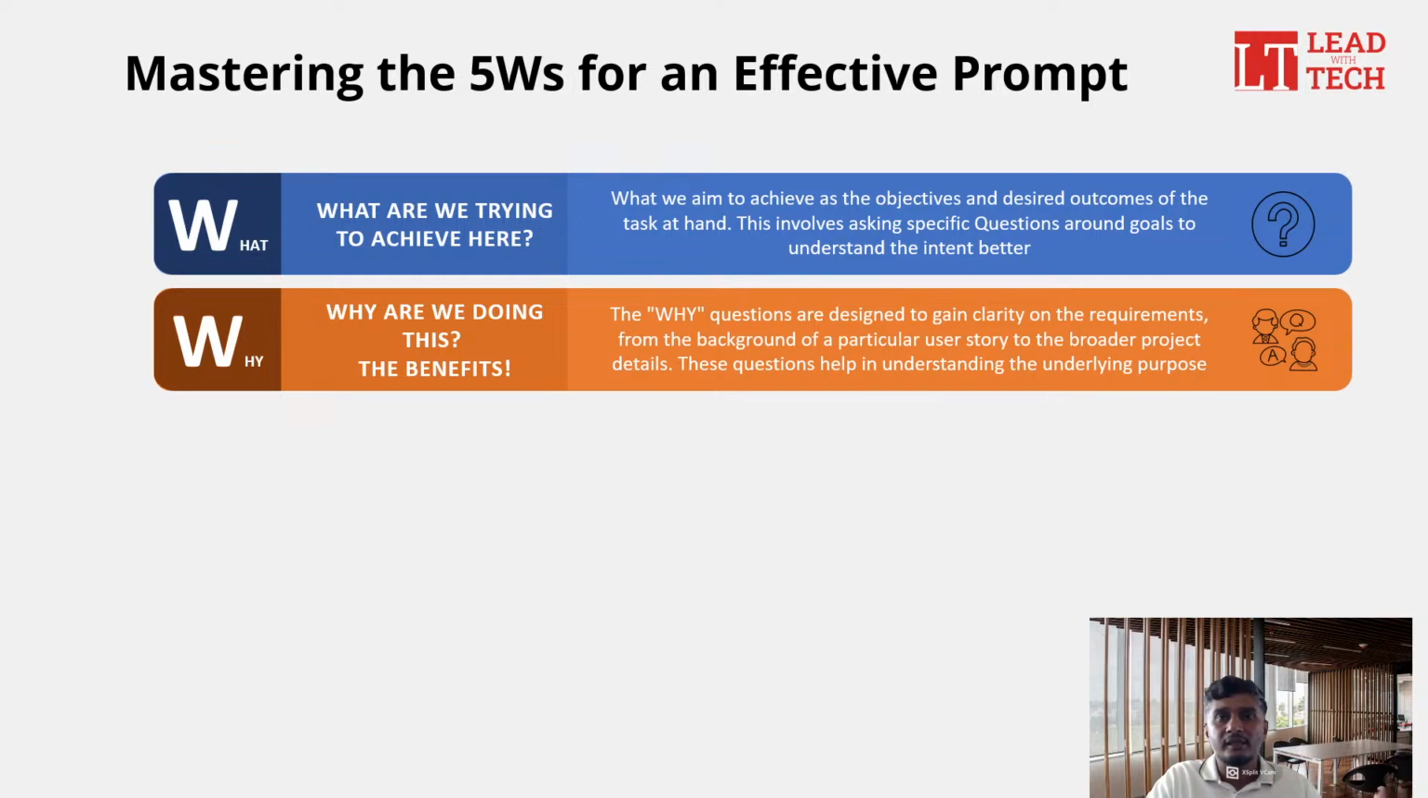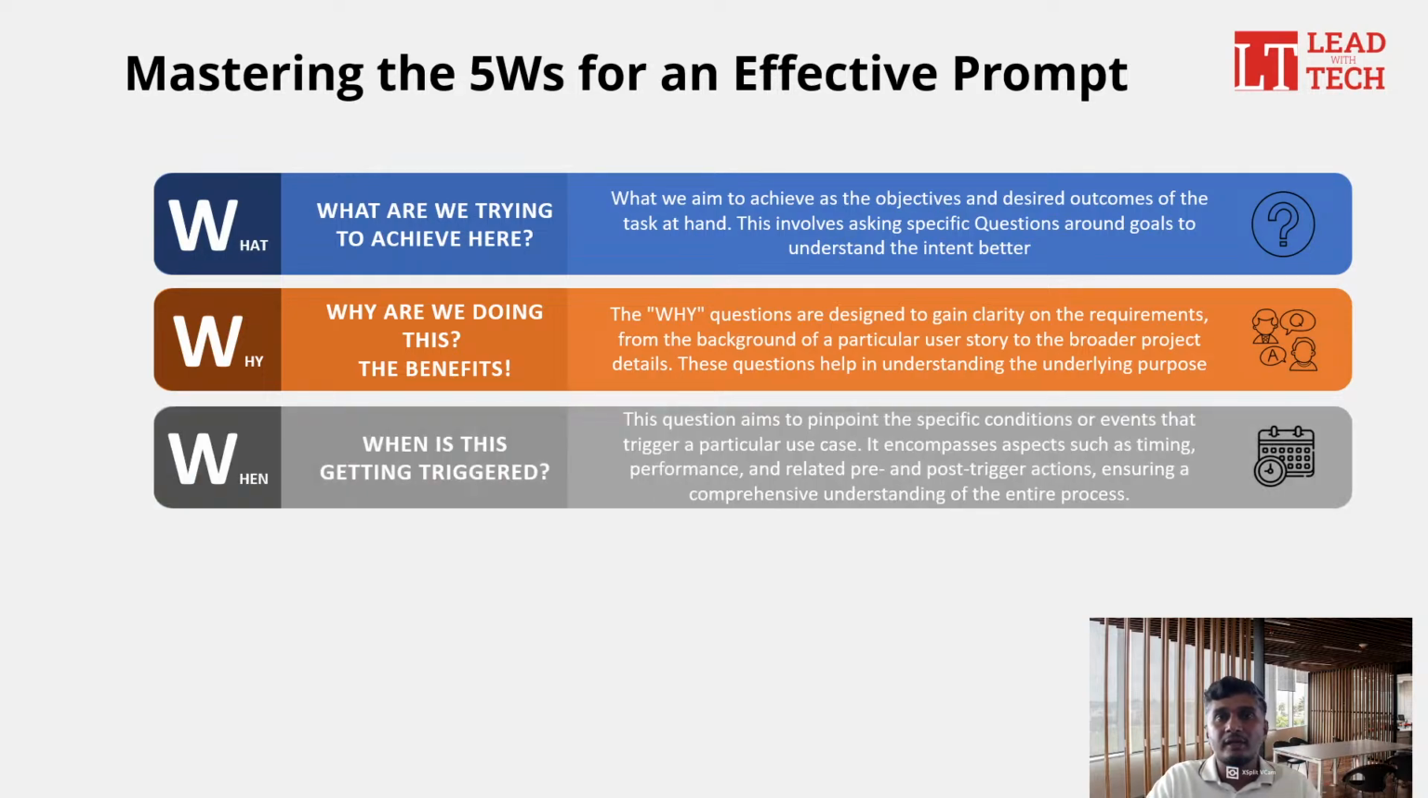Next is the why. Why are we doing this? Who is going to get benefited? The why question directly gives the clarity on the requirement, the background of the story, and the purpose of what we are trying to achieve. And why also tells you how it is integrated with other systems or various other categories, right? So the what tells you the objective and the outcome. The why tells you the clarity that you need in a requirement, right?